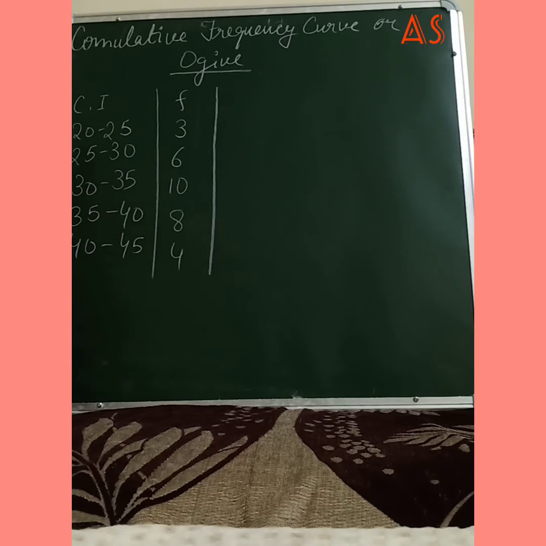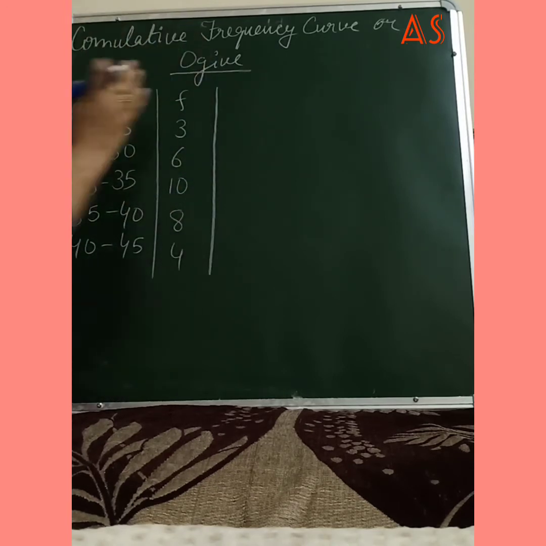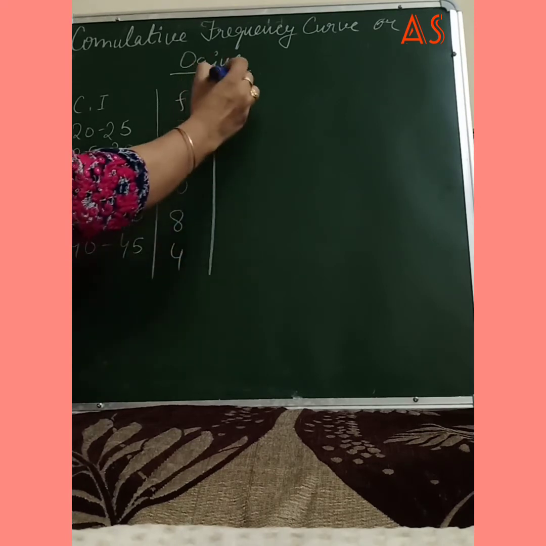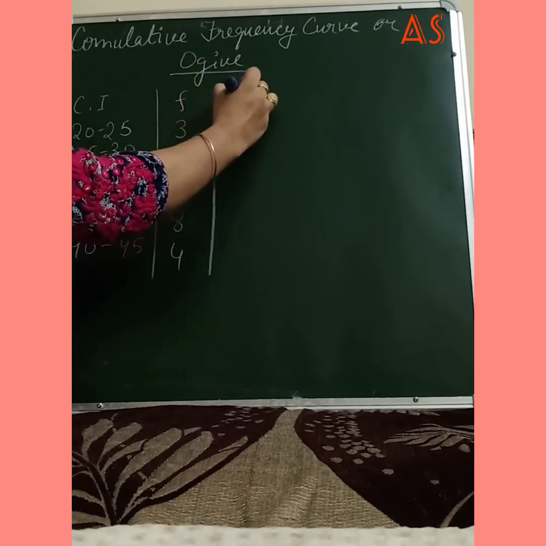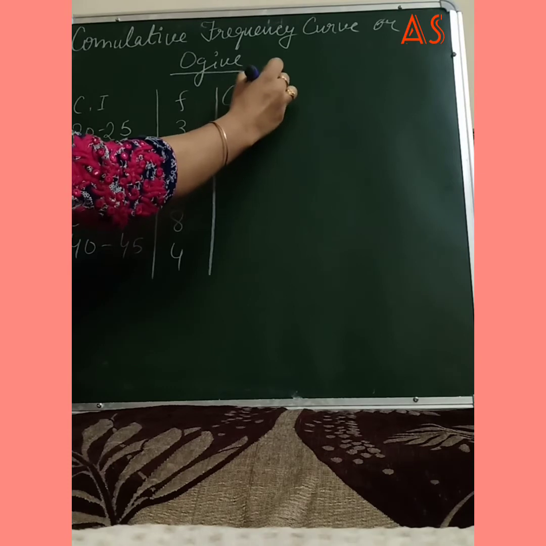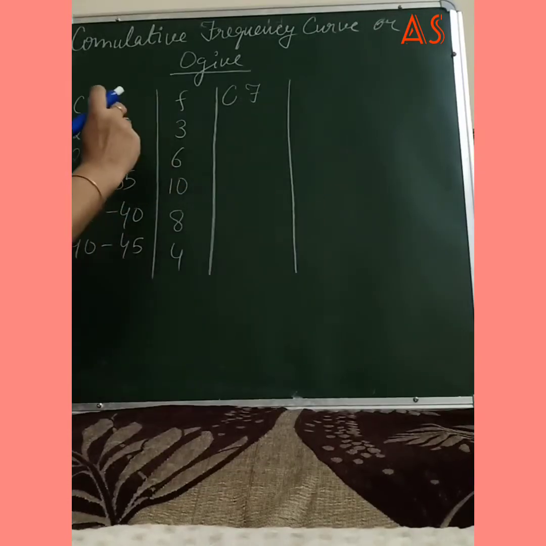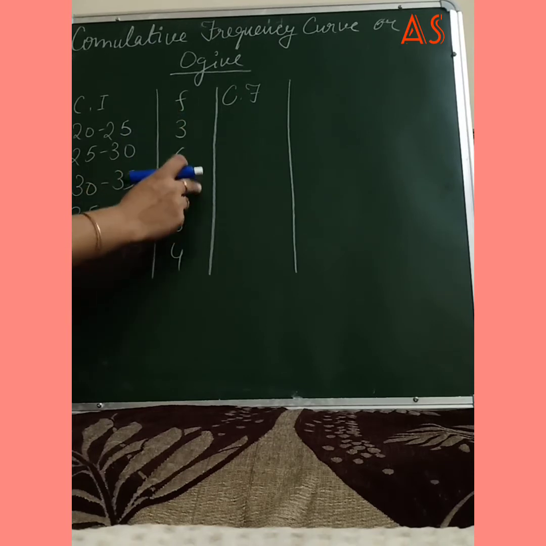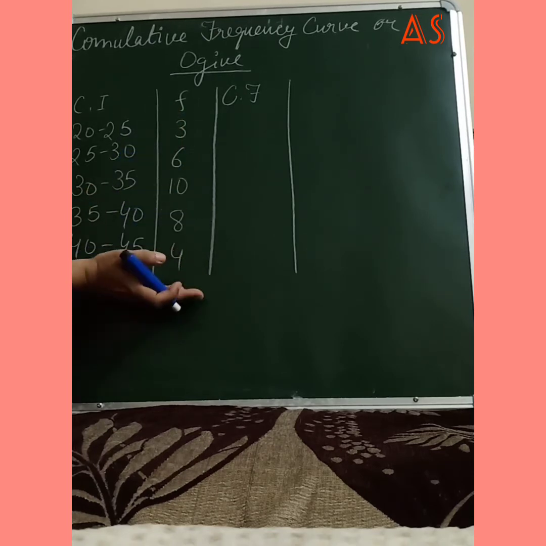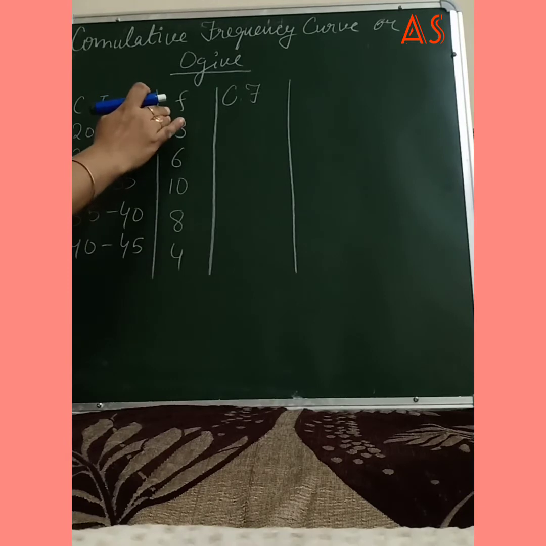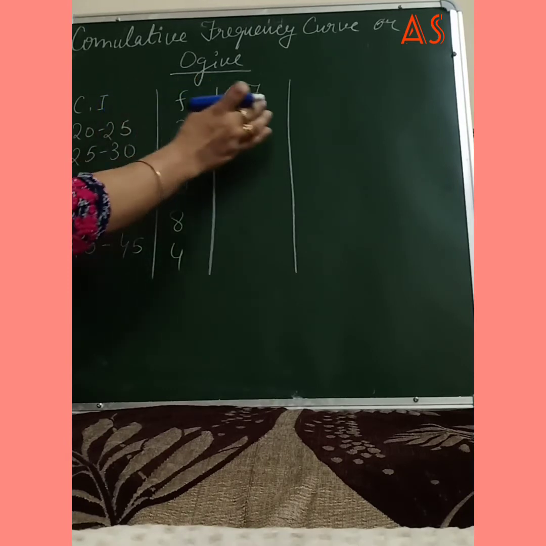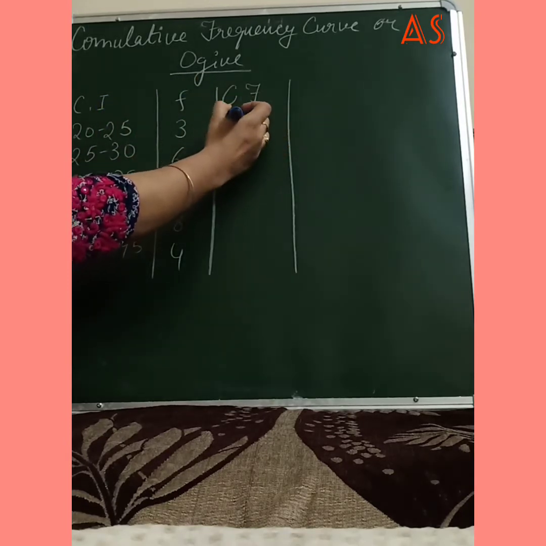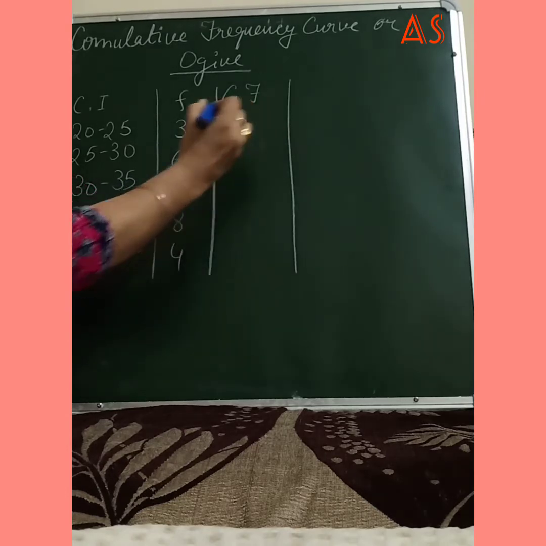In the previous topic we did the histogram, now the ogive. So how to draw an ogive? For the ogive we will always first find the cumulative frequency. For cumulative frequency, we add the frequency to the next number, then again the next, and again the next. We can start from below also. So how to find the cumulative frequency? The first number we write as it is.